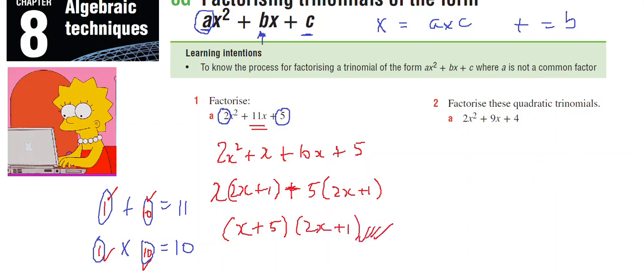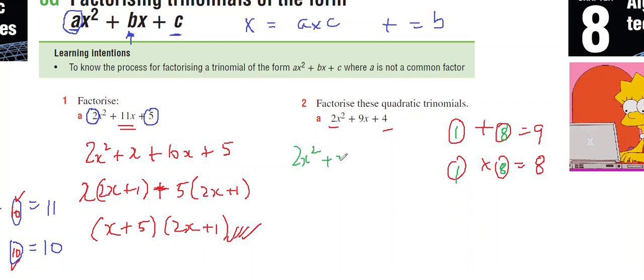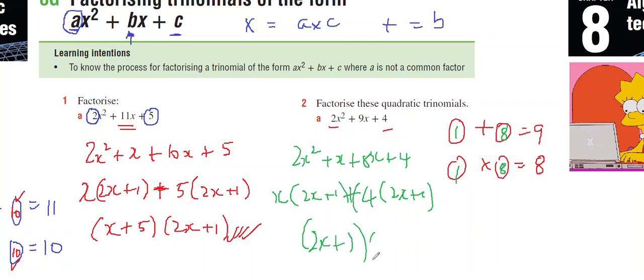So the same thing with here in question number 2a. I want two numbers that add to give me 9 and multiply to give me 2 times 4 or 8. And I'm thinking of the numbers 1 and 8. 1 plus 8 gives 9, and 1 times 8 gives 8. So I'll have 2x squared plus x plus 8x plus 4, and I'll have x, 2x plus 1, plus 4, 2x plus 1, which gives me 2x plus 1 times x plus 4 is going to be the answers.